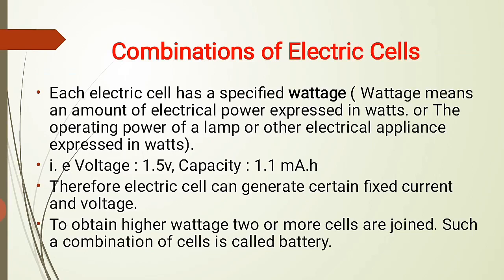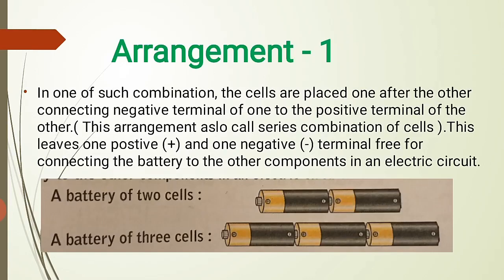Next, arrangement 1. In this combination, the cells are placed one after the other, connecting the negative terminal of one to the positive terminal of the other. This type of arrangement is called a series combination. You are going to learn these in higher classes, so no need to worry about this, right?